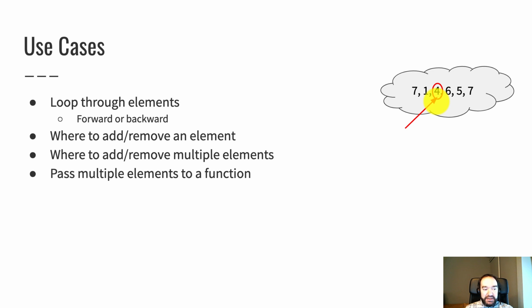Similarly, we might want to be able to pass multiple elements to a function. Let's say I wanted to send half of these numbers into some function. One way I could do that is to make a new data structure and copy half of them over, but that's a relatively expensive big O of n operation. Instead, maybe I'd like to be able to say just this function, I want you to start here and here. Those are the elements you operate on.